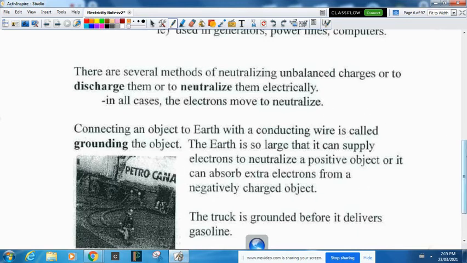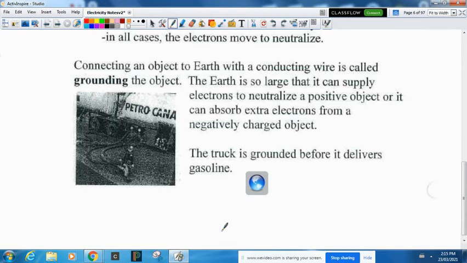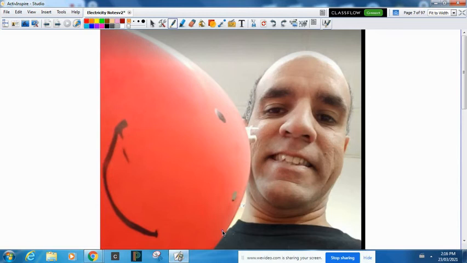Okay, and gasoline trucks, when they come in, they always ground themselves first. Because imagine you pull in with your gasoline truck, it's all full of static electricity. You take the hose and put it to the big underground tanks, a spark jumps, and it could cause a fire, which could then be devastatingly explosive to the gas station. And there's me with my balloon again.